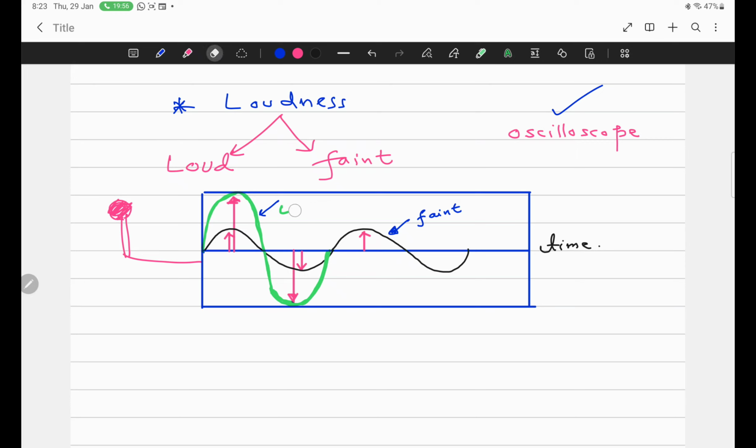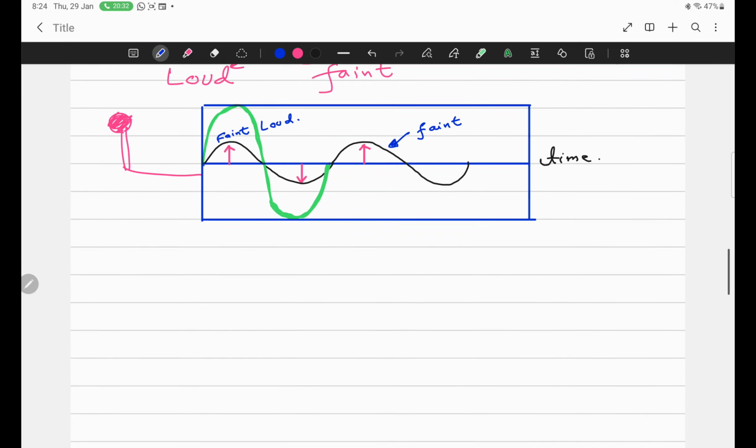Okay? And if someone is speaking at very low loudness, if a student is speaking at a very faint sound, then this is the image of a faint sound. So I can say loudness of sound is expressed by the amplitude of the wave. If the amplitude is large, then it is a loud sound. And if the amplitude is small, then it is a faint sound. So that is the difference between loud and faint sound.